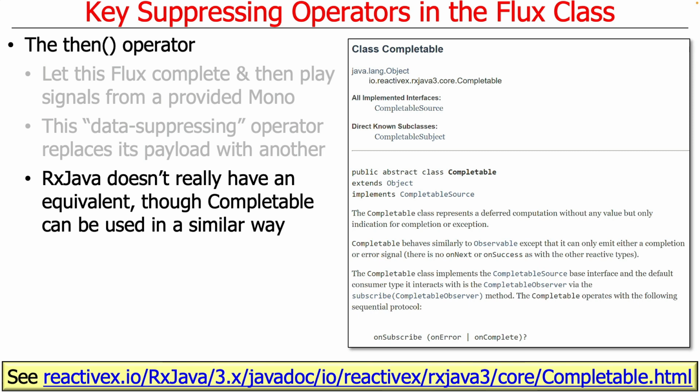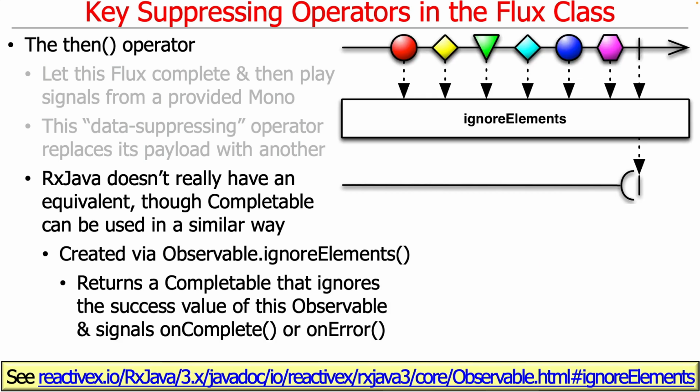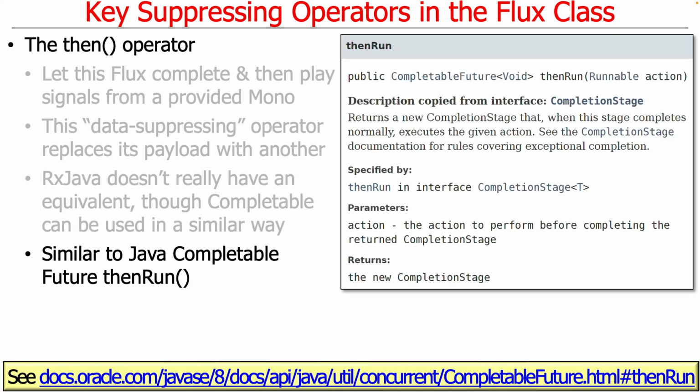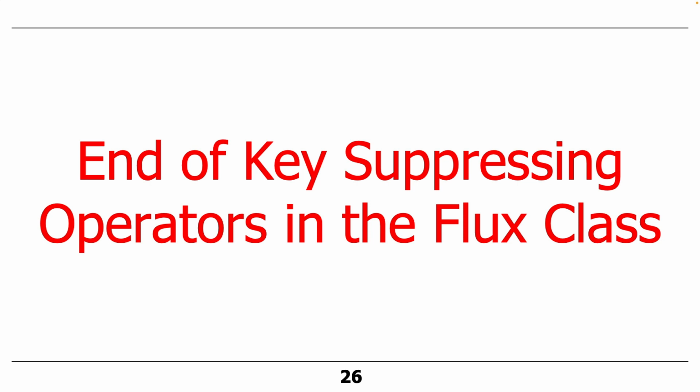RxJava doesn't really have an equivalent to then, although it has this thing called a completable that can be used in a somewhat similar way. And you can use something called observable ignore elements, which returns a completable that ignores the values and then will signal on complete or on error. That's really getting a bit ahead of ourselves here, but there's another way to do this, and I leverage this in my implementation of the async task framework for RxJava. These things are all similar to Java CompletableFuture's thenRun method, which is, again, somewhat esoteric, but it has basically the same semantics. It'll be used at the end of a sequence of asynchronous actions to complete things with some type of side effect. So that's the end of the suppressing operators in the Flux class.